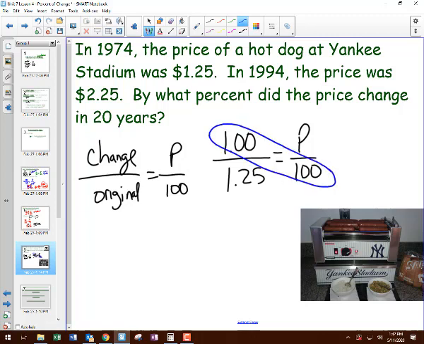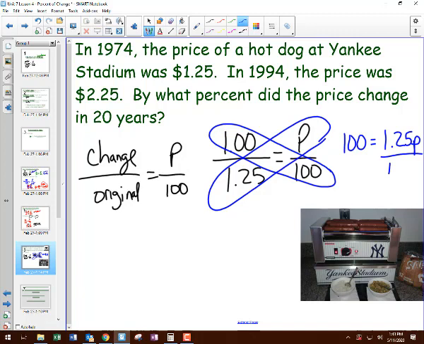Alright, 1 times 100, well that's just 100. It's going to be equal to 1.25p from this other side. Okay, isolate the variable, divide both sides by $1.25. There we go. And if we work that out, we'll get 80% increase.